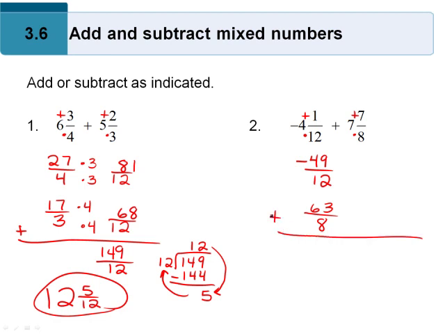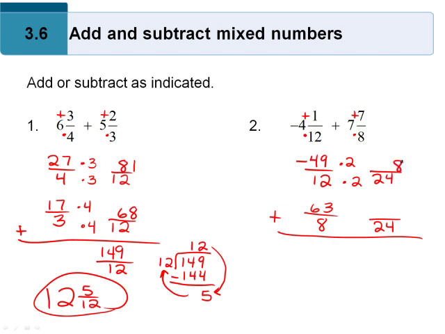Okay, so what you want to do, look at 12 and 8, figure out what they'll both go into. Well, 12 times 2 is 24, and 8 will go into 24. So we can use that as our common denominator. Okay? All right. So 24 divided by 12 is 2. So I have to multiply the top by 2.